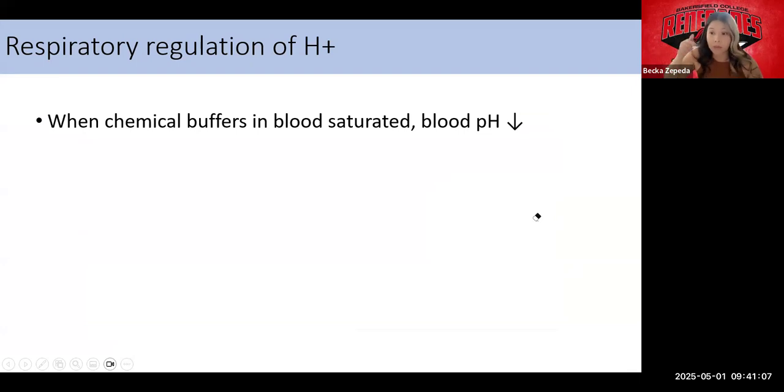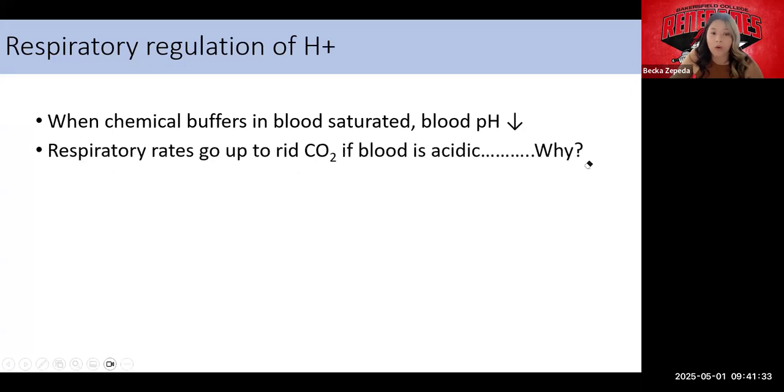We just gave all the examples of the acids that we produce through protein breakdown, anaerobic respiration, and the development of ketone bodies in certain situations. And hydrochloric acid too. Because we make so much acid, acidosis is much more common than alkalosis. So when we use up all of our chemical buffers to balance pH, our pH will likely drop. And so respiratory rates go up in order to get rid of CO2 if blood is acidic.